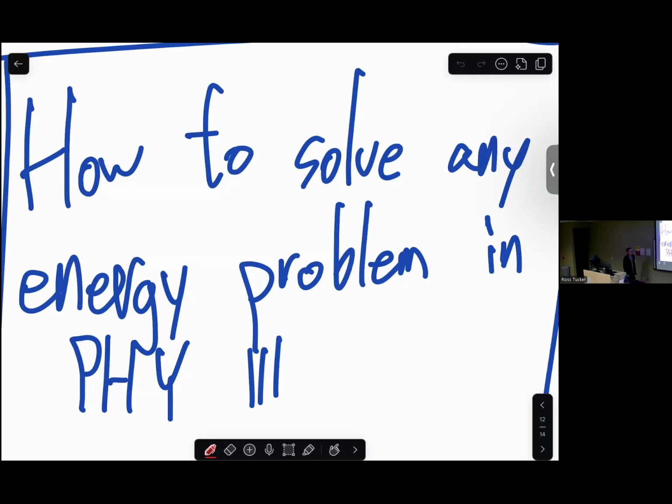Today's lecture is called How to Solve Any Energy Problem in Physics 111. Any energy problem. I'm going to give you a simple six-step process in which, if you engage your brain, it really shouldn't be that hard. But you do actually have to visualize what's going on, to picture it and identify clearly.